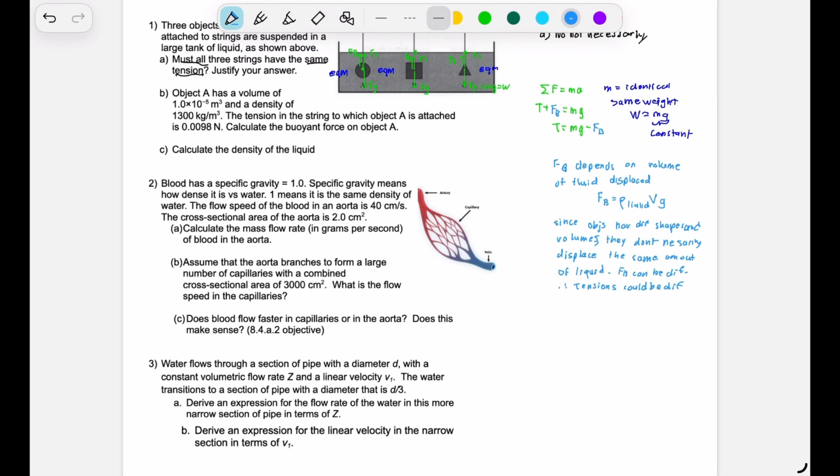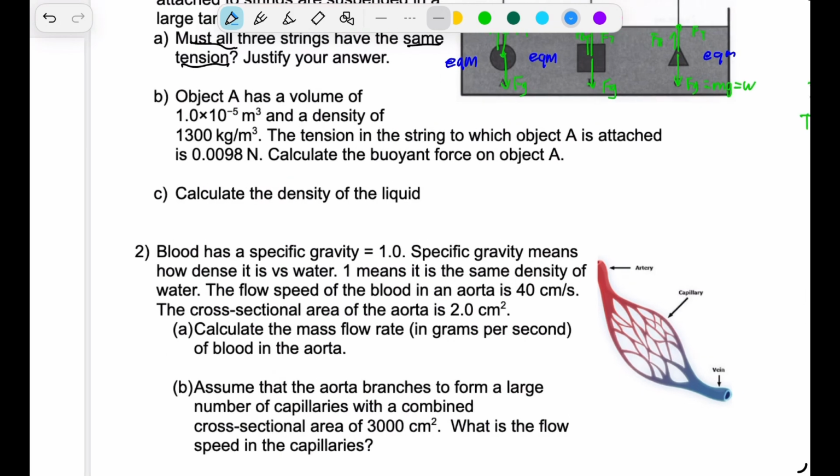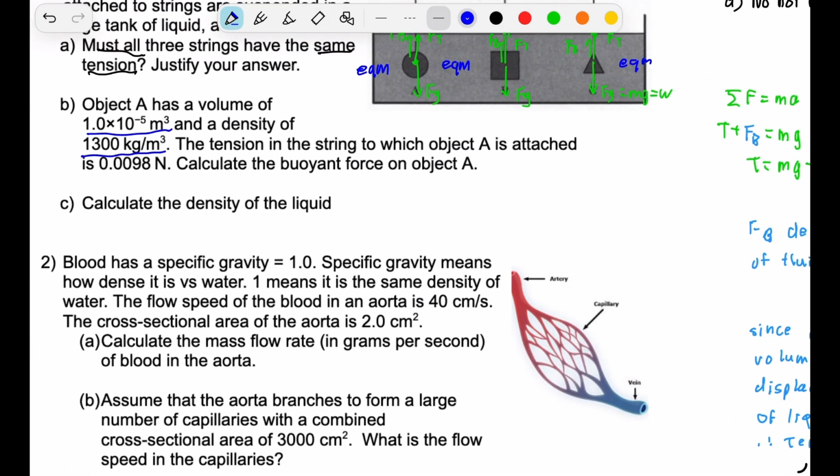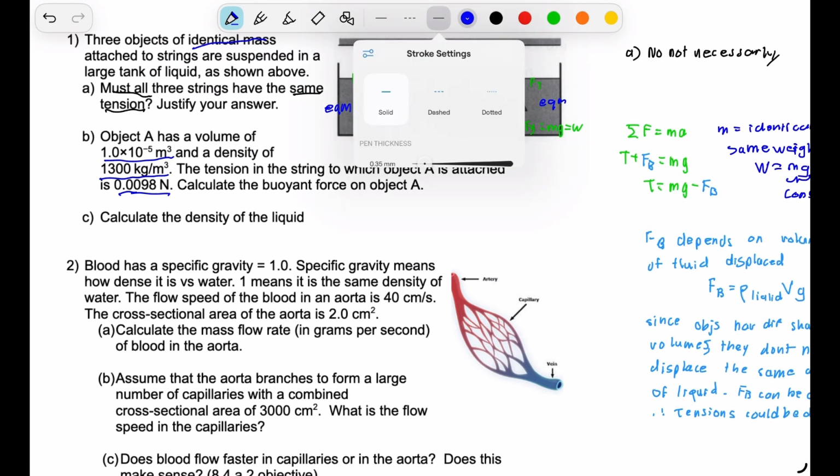Now let's do part B. Object A has a volume of 1.0 times 10 to the negative 5 meters cubed and a density of 1,300 kilograms per meter cubed. The tension in the string to which object A is attached is 0.0098 newtons. Calculate the buoyant force on object A.